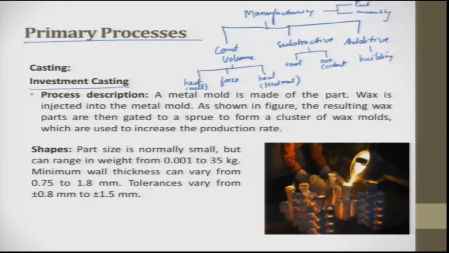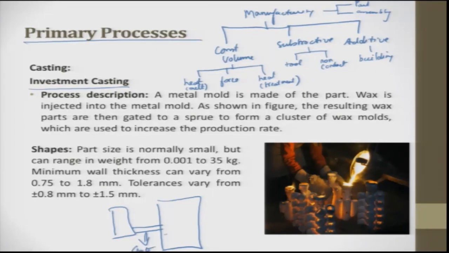spectrum of processes available. So, in investment casting, a metal mold is made for a part, and a wax is injected into the metal mold. This metal mold can be made through additive manufacturing also today. A wax is injected through the metal mold as shown in the figure. So, these are all the molds. The resulting wax parts are then gated. Gate is nothing but, you have a part, you have to connect it to the main reservoir. So, this is the gate.